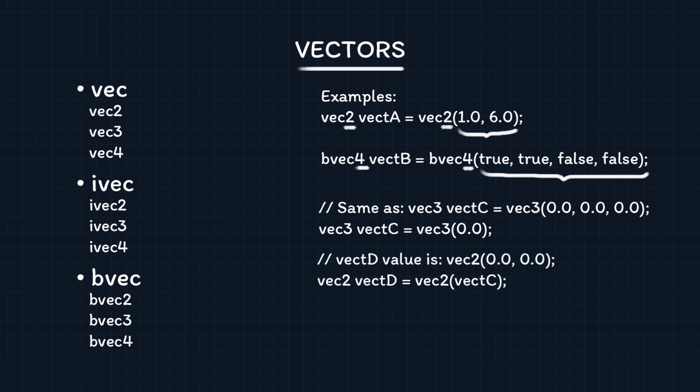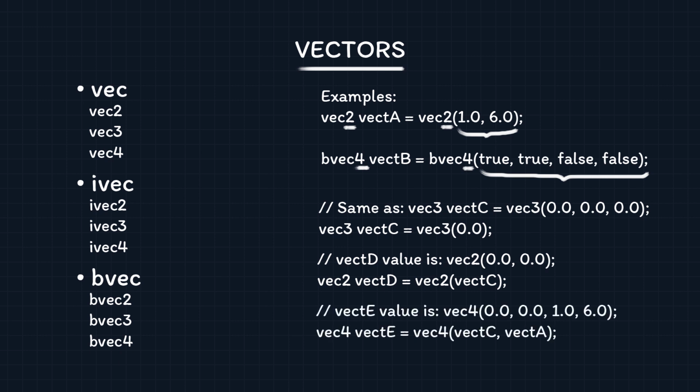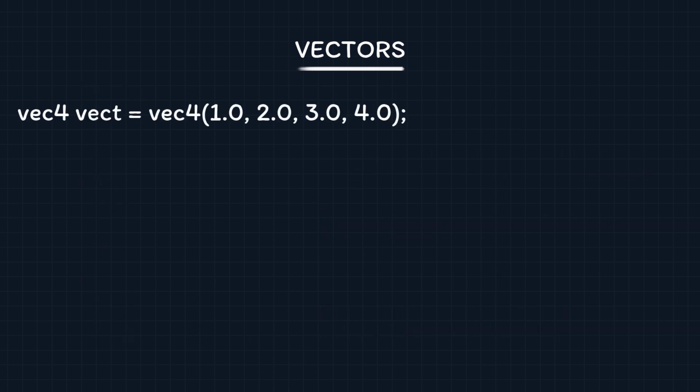We can also set the values from another vector as long as it is equal or bigger than the one we are creating. So here vecd will have the two first values from vecc. Furthermore, we can use more than one vector values to create a new one. Now that we learned how to create vector variables, let's see how to set and get data from their components.